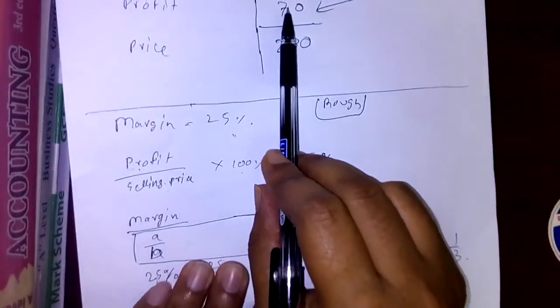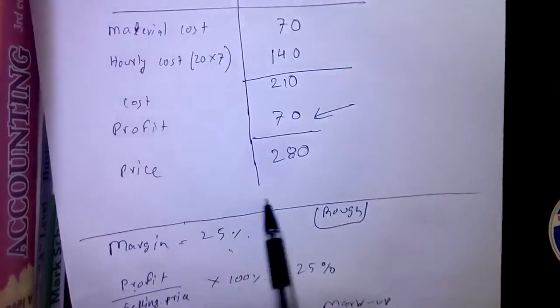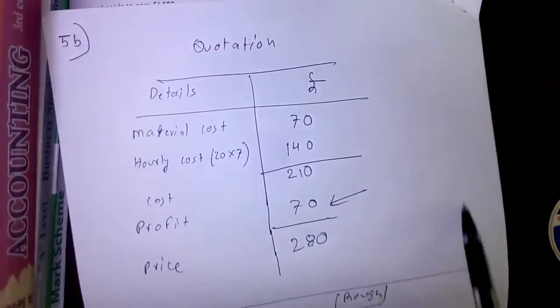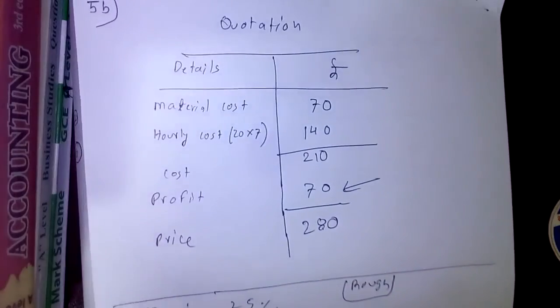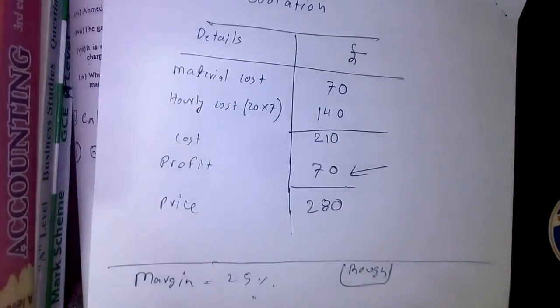Now add the profit to the cost, and you will get the price and the overall quotation for this particular job. This is all about Jan 8 5B.